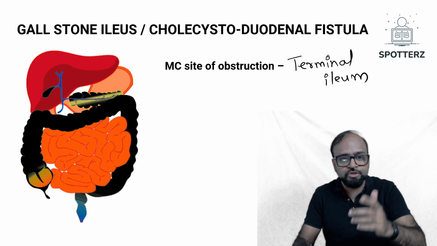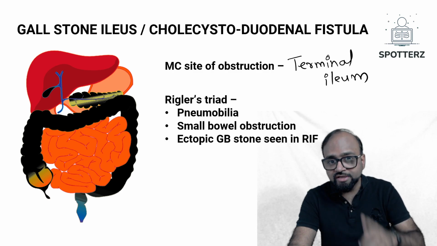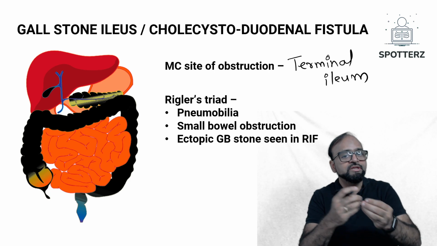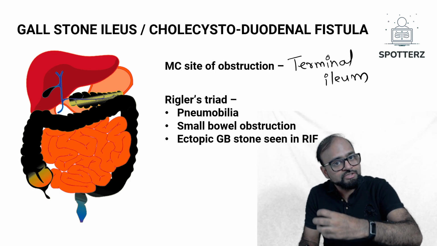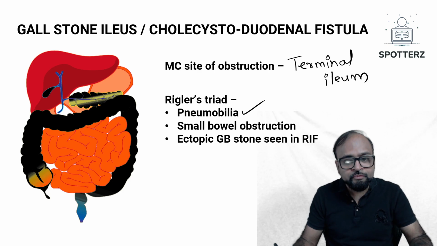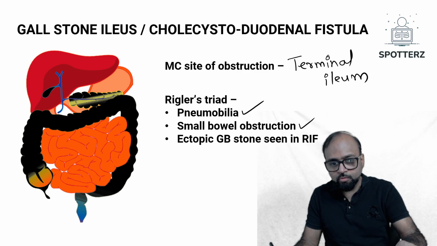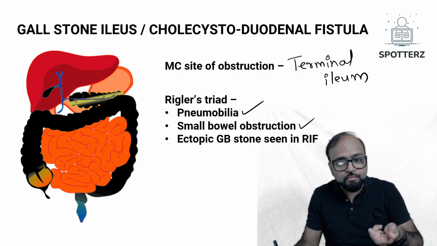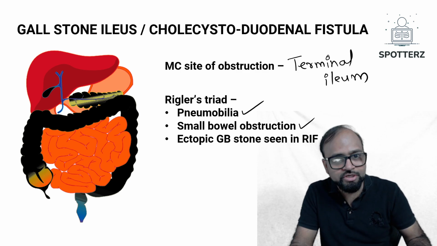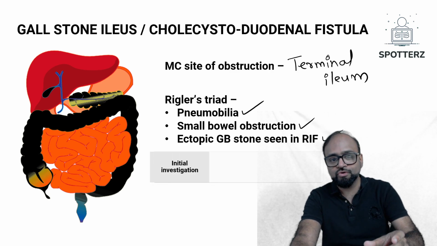This is the most common site of obstruction in gallstone ileus. This condition is associated with a typical Rigler's triad. What is the Rigler's triad? Pneumobilia, because when the stone passes from the biliary tree into the bowel, some air passes from the bowel lumen into the biliary tree, that creates pneumobilia. There is impaction of that stone in the terminal ileum most commonly, so therefore small bowel obstruction, and that ectopic gallstone may be seen in the right iliac fossa, that is the site of the terminal ileum, on an X-ray or a CT scan when you do it, right? So this is what is called as Rigler's triad, which clinches the diagnosis of gallstone ileus.